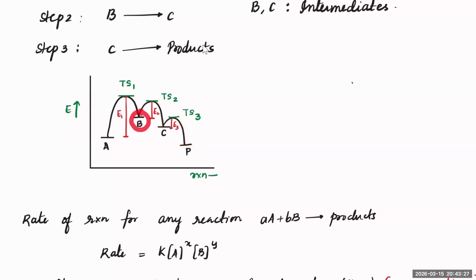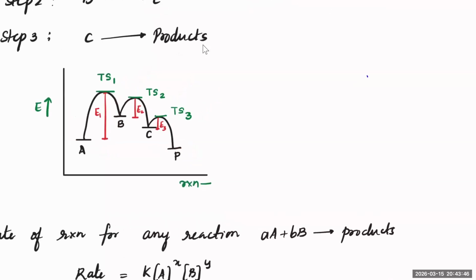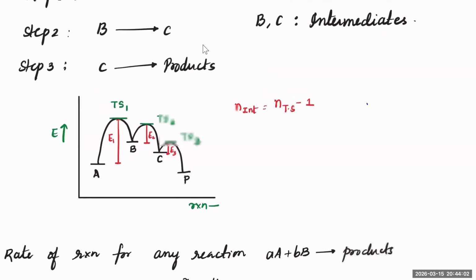So when some bonds are still yet to be made, that means it still has some charge on it, then those are called intermediates. So here B and C are intermediates. And whenever there are intermediates present between reactants and products, you will have multiple transition states. In short, the number of intermediates present will always be equal to the number of transition states minus one. Got it? So you can see there are three transition states we are getting.